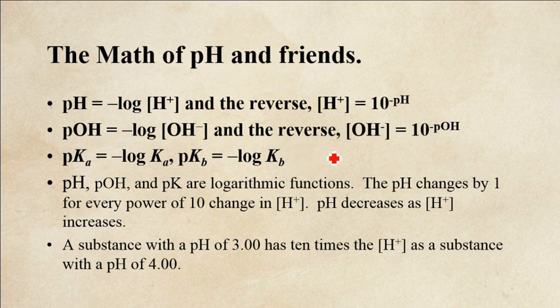pH changes by 1 for every power of 10 change in hydrogen ion concentration, and pH decreases as hydrogen ion concentration increases. For quick reference, a substance with a pH of 3 has 10 times the hydrogen ion concentration of a substance with a pH of 4. This common association is tested to discuss the relative acidity of a solution.